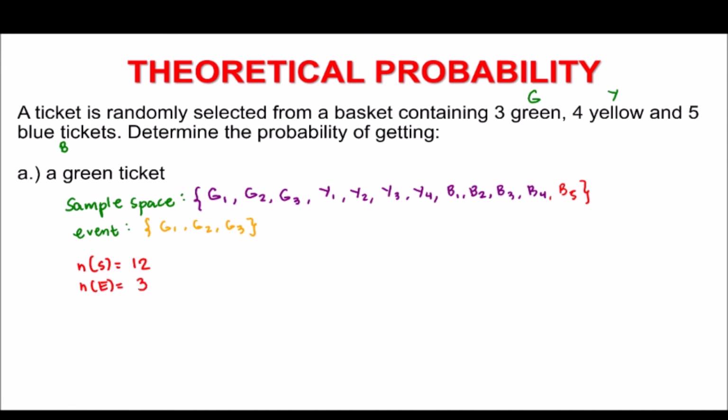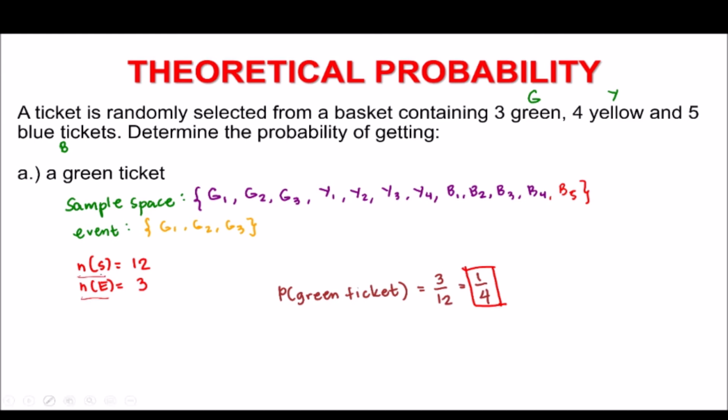Okay. So to get the probability, you'll just get the ratio. The probability of event A, which is getting a green ticket, will be the ratio of the number of events and the number of sample space. So that will be 3 over 12. So we can simplify this, which is 1 over 4. Okay? So that's how you calculate the probability, using the formula N of A all over N of U. So N of A, that is N of E, and N of U, that is N of S.